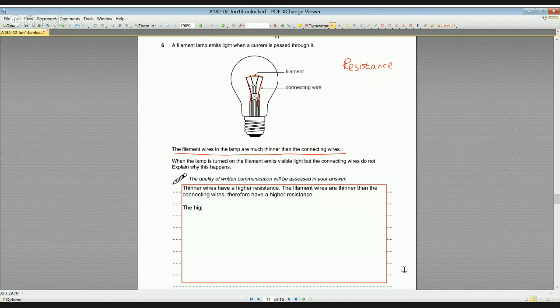High resistance, what happens if you have a high resistance is you're going to get more collisions between the electrons and the lattice of ions. Remember, the lattice of ions: the wire is made of copper. Copper is made of atoms. But when you pass electricity through it, the electrons leave the atoms, and you'll know from chemistry that when electrons leave an atom, it's no longer an atom; it's an ion because it's a charged atom, charged particle.